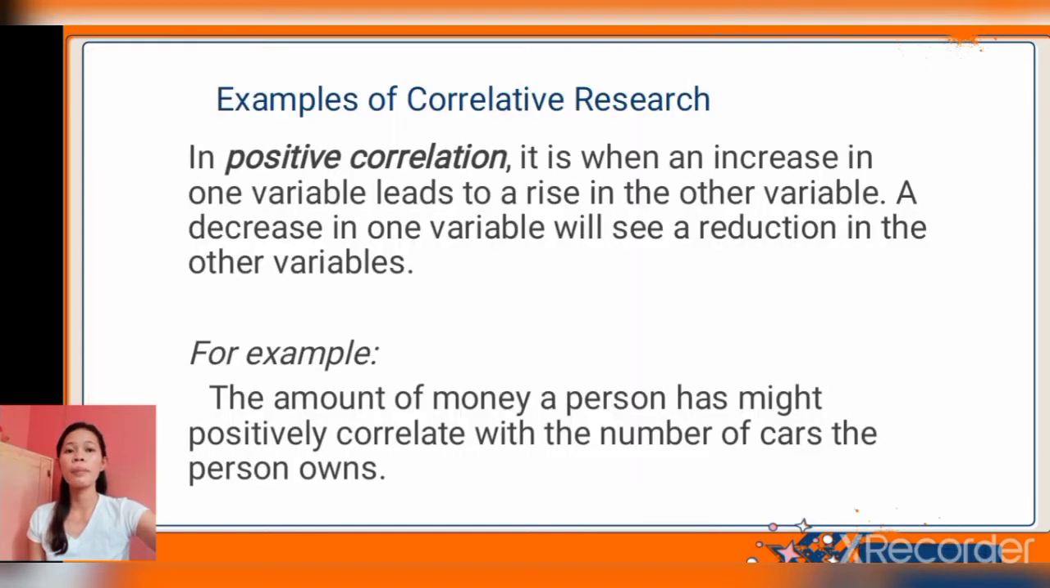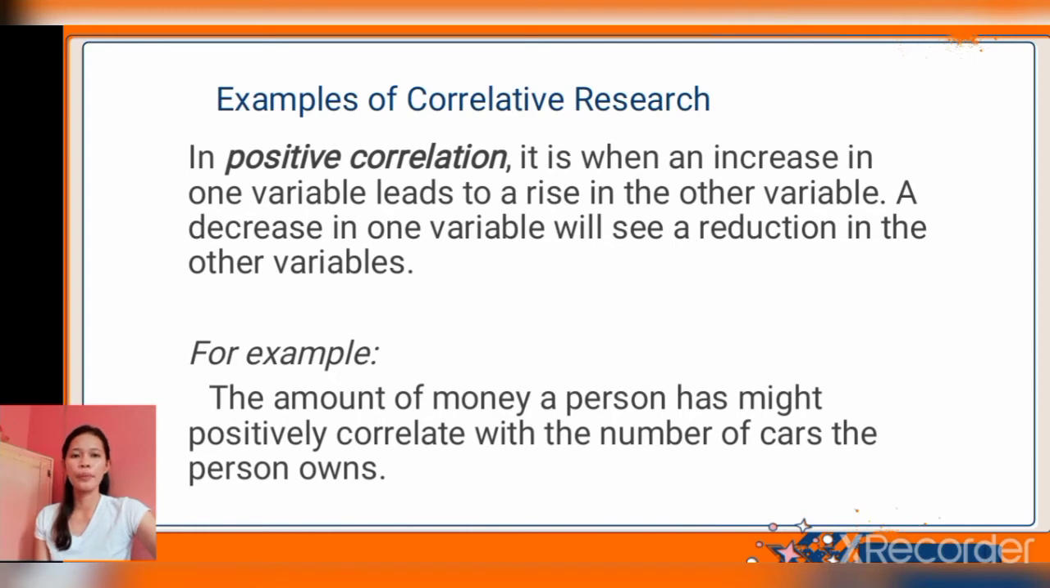First, we have the positive correlation. So positive correlation means that an increase in one variable leads to a rise in the other variable, and a decrease in one variable will see a reduction in the other variable. So in positive correlation, it is a relationship between two variables where if one variable increases, the other one also increases. It also exists if one decreases and the other also decreases.